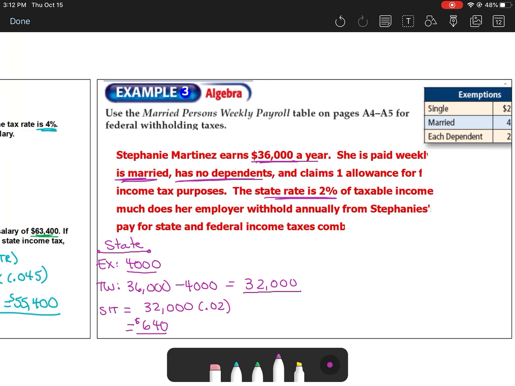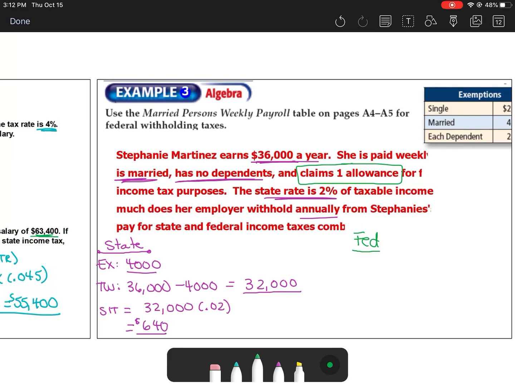Okay, so how much does it withhold annually? So that was $640 annually is withheld from the state. Okay, so now let's go to federal. Okay, so she makes $36,000 a year and claims 1. Okay, so I'm going to have to use that chart.